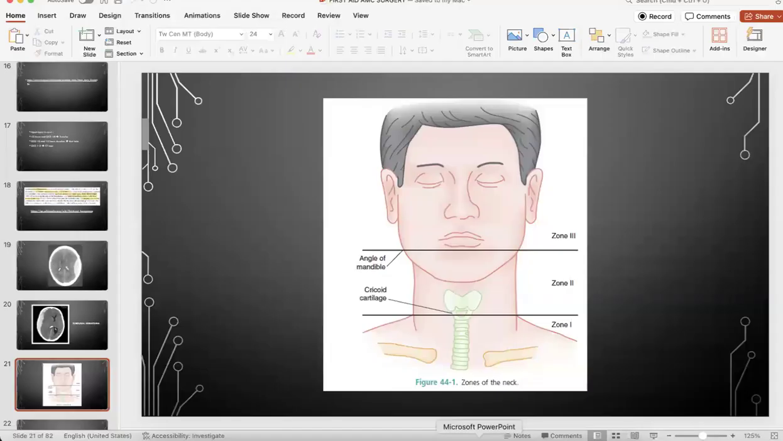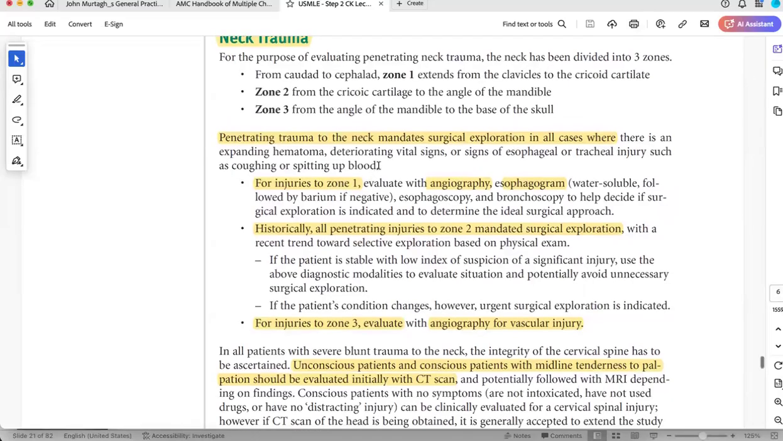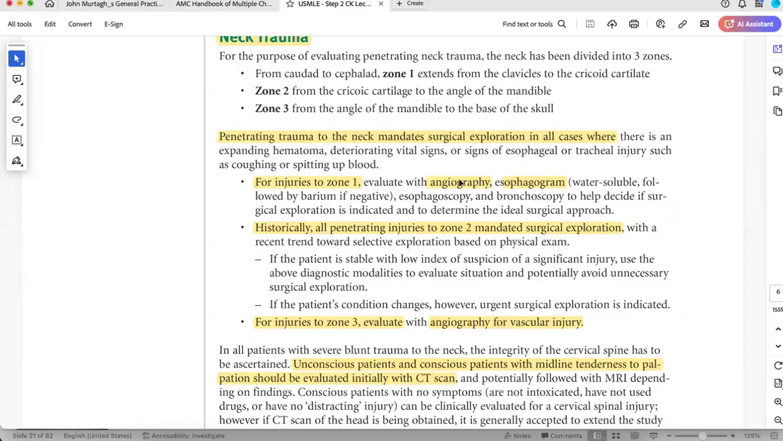Now, for a patient who has neck injuries to zone 1, the first thing is you need to make sure the patient does not have any esophageal rupture, any vascular injury, or any bronchial injury. To do that, you need to first do some investigation. Do an angiogram to rule out any vascular injury to the neck, an esophagogram with a water-soluble or gastrografin swallow. You can even do a gastroscopy or endoscopy and bronchoscopy. So you do all of this to find out whether any of these important organs has got any injury.